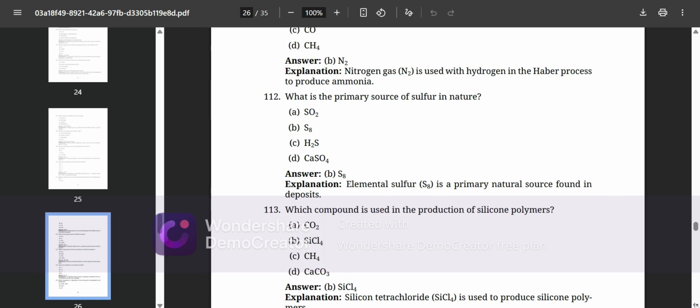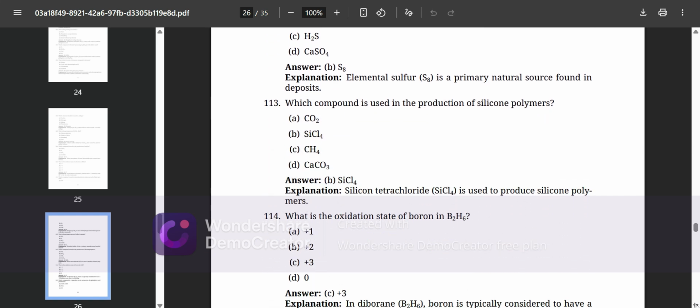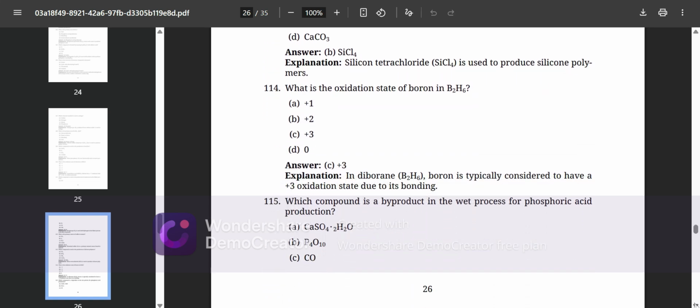Which compound is used in the production of silicon polymers? SiCl4, silicon tetrachloride. SiCl4 is used to produce silicon polymers. What is the oxidation state of boron in B2H6? +3 in diborane. In B2H6, boron is typically considered to have a +3 oxidation state due to its bonding.